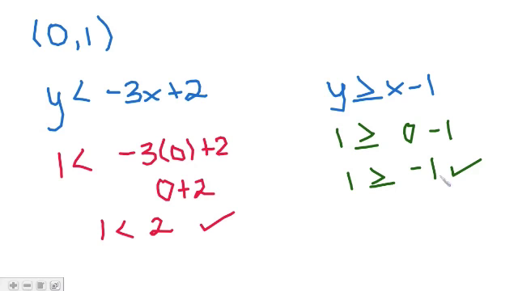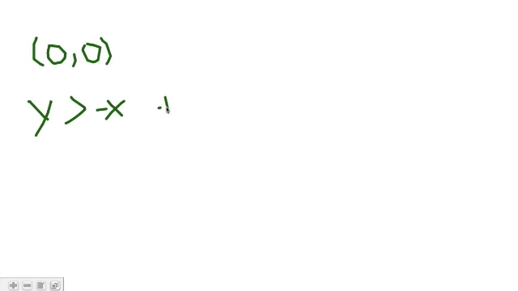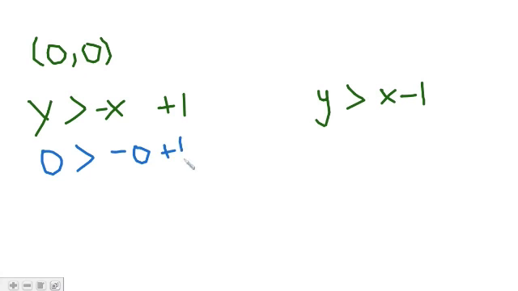All right, now let's try one more before we get into graphing. I have a solution of (0, 0). And we have y is greater than negative x plus 1 and y greater than x minus 1. Put in our value. 0 must be greater than whatever comes over here. So we would get negative 0 plus 1, which would be 0 plus 1, which would be 1. Is 0 greater than 1? No. So I'm going to stop there. I don't need to continue with that one.